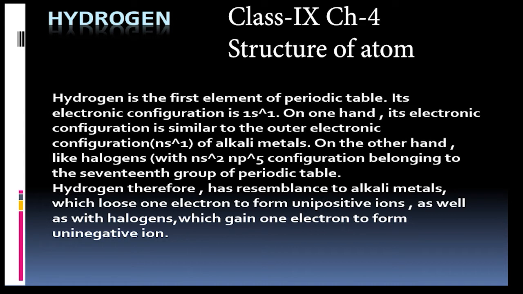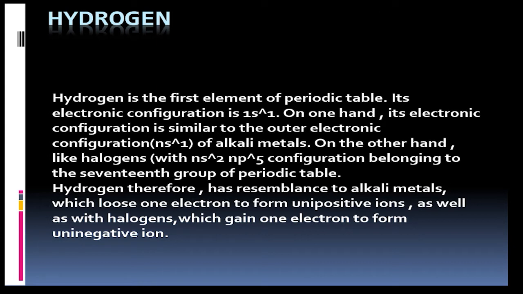You know, children, that hydrogen is the first element of the periodic table. It is the lightest element of the periodic table with atomic number 1. How do you write its electronic configuration? You can see on the screen, its electronic configuration is 1s1. The 1 is the principal quantum number, with value 1, meaning K shell, and s stands for s orbital, which is filled with only one electron.